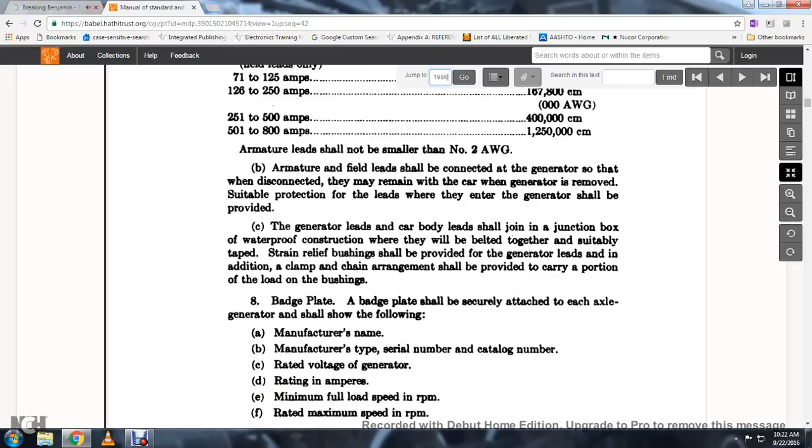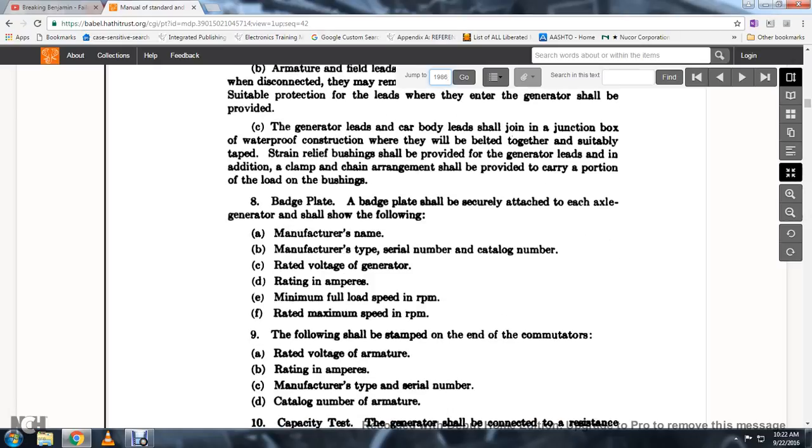The armature and field leads shall be connected at the generator so that they are disconnected and remain within the car when the generator is removed. Suitable protection of the leads shall be provided where they enter the generator. Generator leads at the car body shall join in a junction box of waterproof construction where they will be bolted together, and suitable taped and strain relief bushings shall be provided for the generator leads. In addition, a clamp and chain arrangement shall be provided to carry a portion of the load of the bushing.